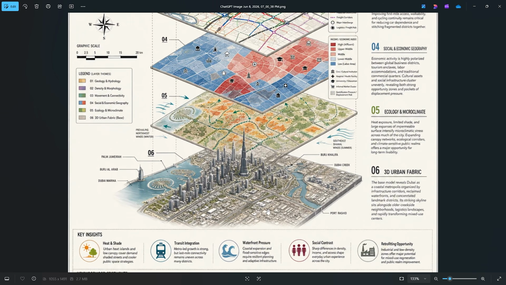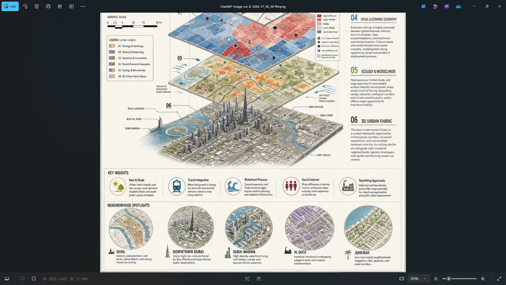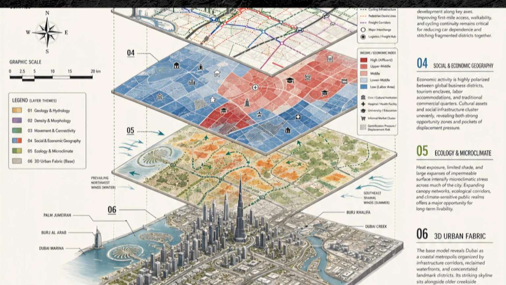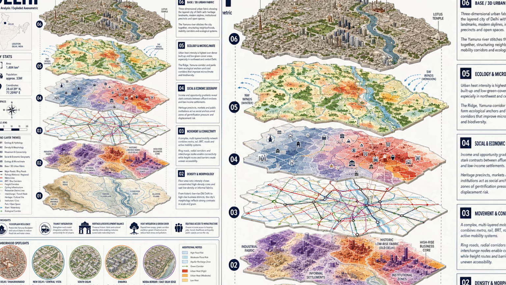The bottom layer is the urban fabric. We have legends and a short description for each of these layers as well. We have spotlights of different neighborhoods with nice key plans and short descriptions. Creating a poster like this manually would take hours. The same prompt formula can work for any major city in the world.